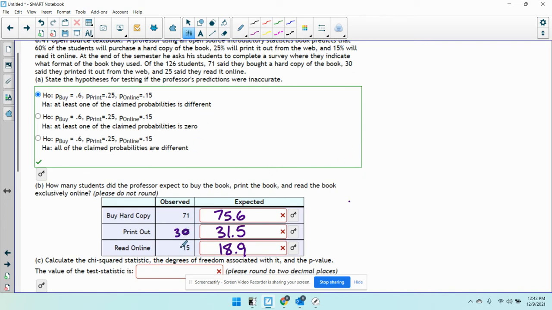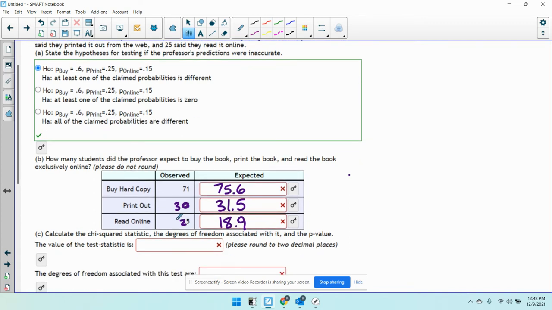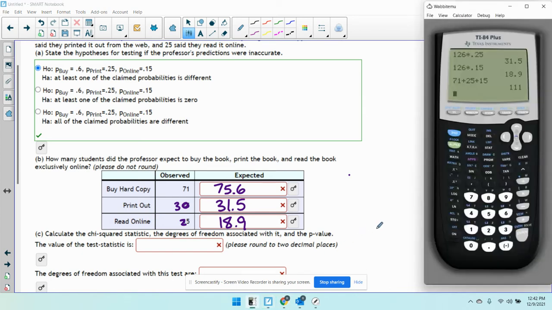And 25, look at that. It says here 71 said they bought a hard copy, so he observed 71. 30 printed it from the web, so that should be 30. And then 25 read it online. So the computer had the wrong numbers in the observed category. So that's going to change things. Let's just keep going with this. So I'm going to change those to the correct values.